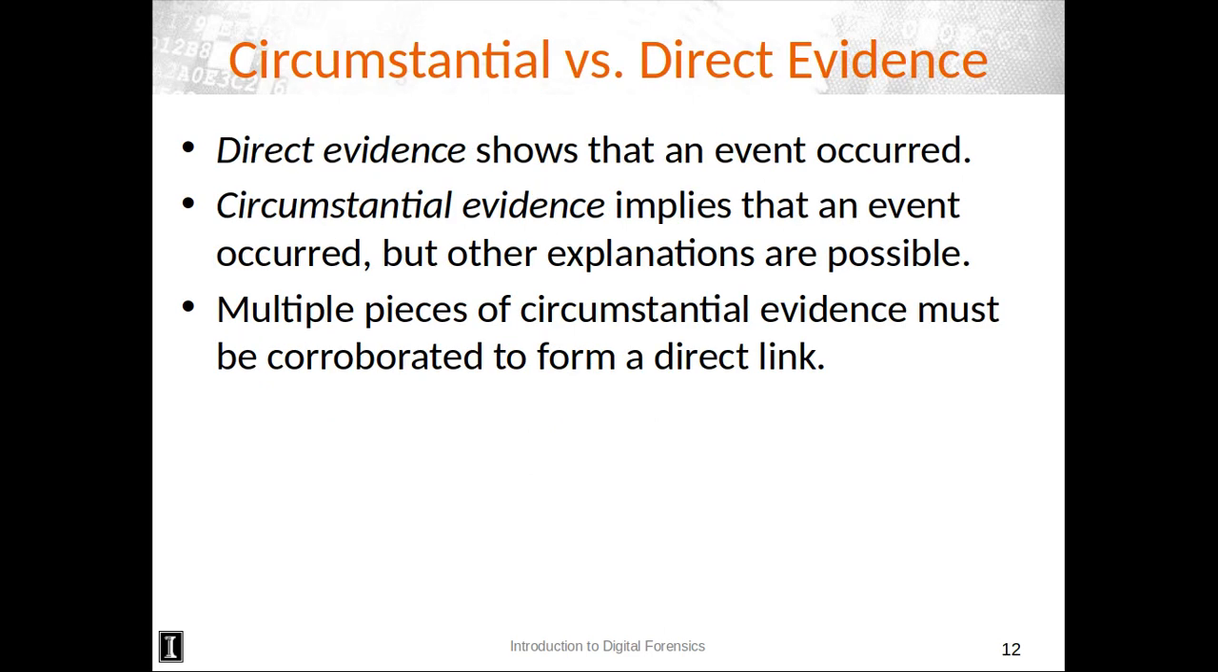Okay? Circumstantial versus direct evidence. Direct evidence shows that an event occurred. Circumstantial evidence implies that an event occurred, but other explanations are possible. If you watch enough legal dramas on TV, you'll hear, "Objection, circumstantial." And the judge will then say either sustained or overruled. What are they talking about? What does circumstantial mean? Why are we critical of circumstantial evidence? Because circumstantial evidence doesn't prove the thing itself. It only implies that an event occurred.